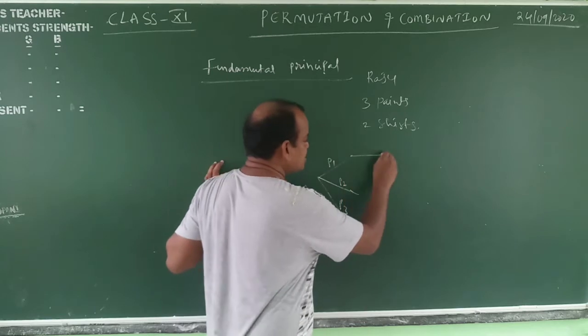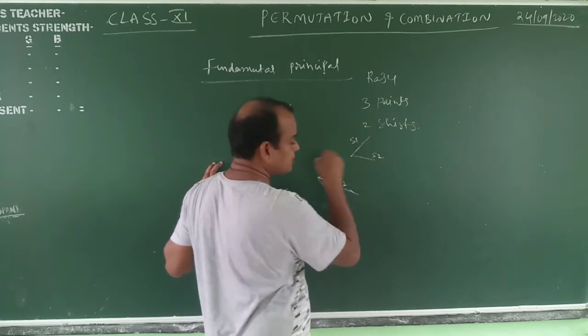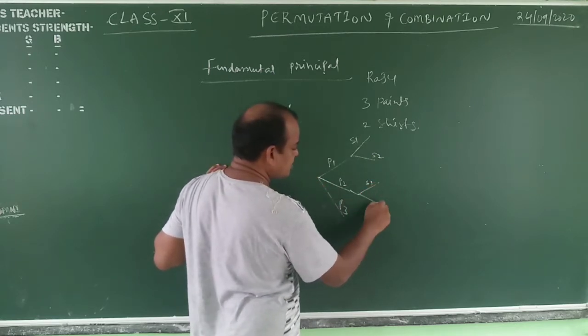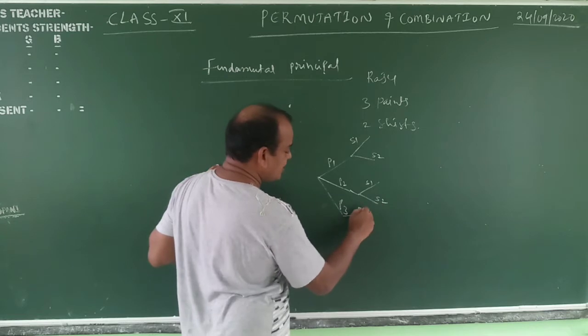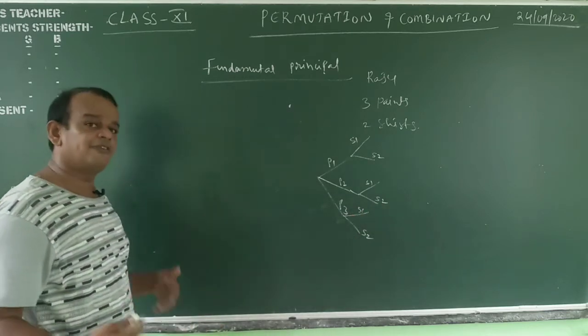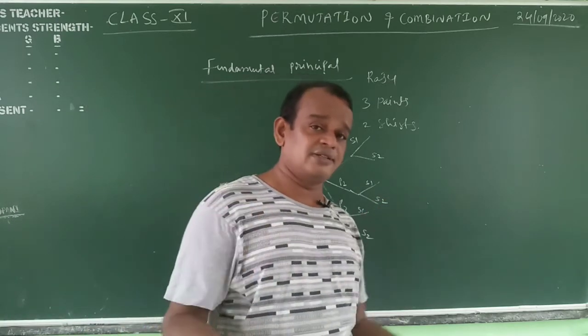Now we have the shirts. What shirts do we have? S1 shirt, S2 shirt. This is S1, this is S2, and again these are different ways. How many different ways does he dress up? Raju has 3 pants and 2 shirts. How many ways can he dress up?